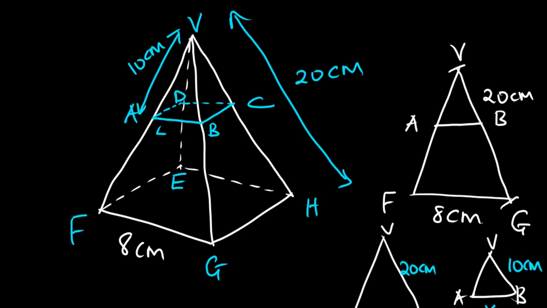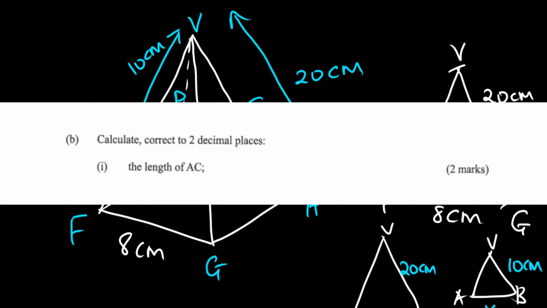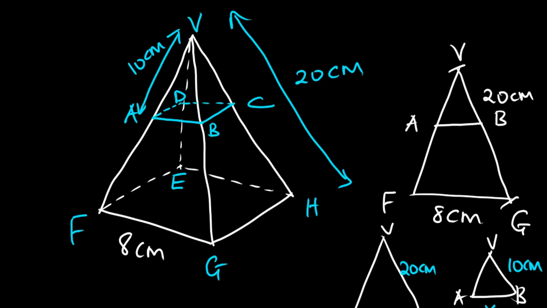So we can now proceed to the second part of this question. It states that calculate to 2 decimal places the length AC. Where is AC? The length AC, I can see that it's the diagonal from A all the way to C. Okay, can we all see that diagonal? The diagonal of this square plane, which is A, B, C, and D.